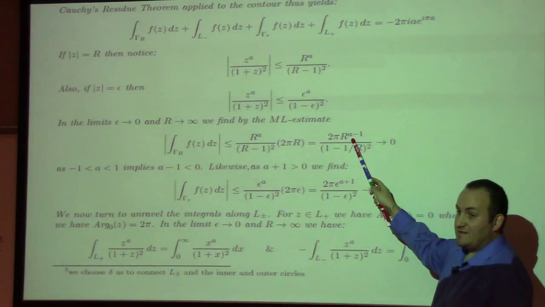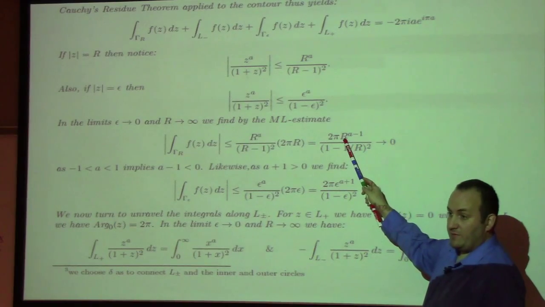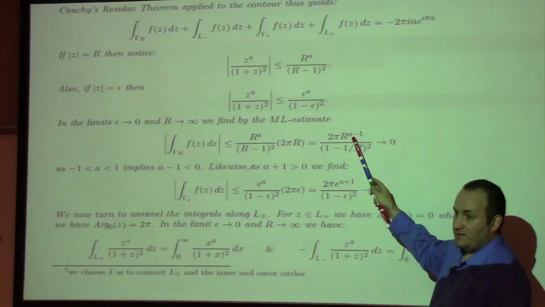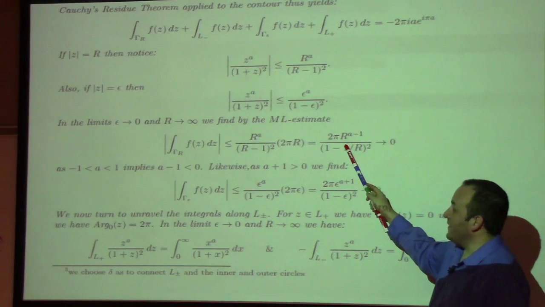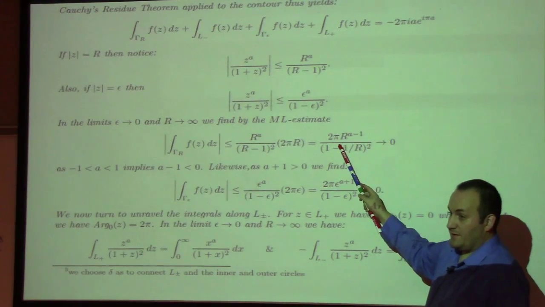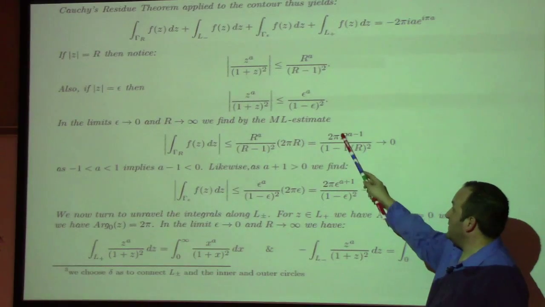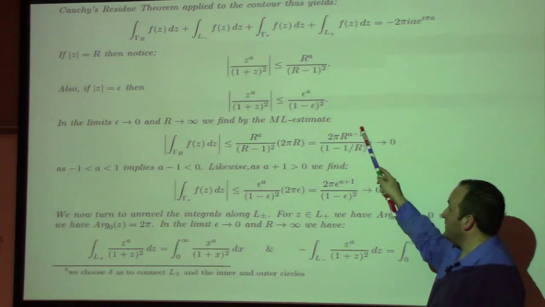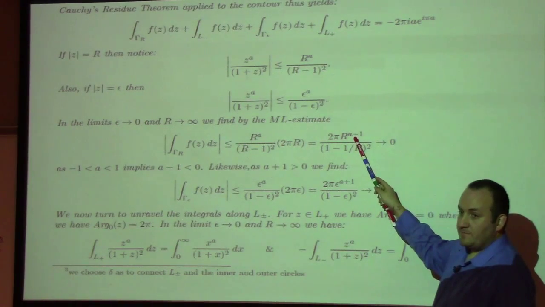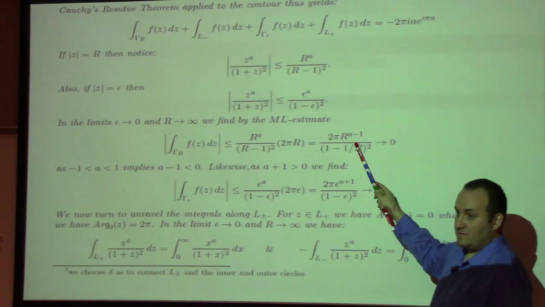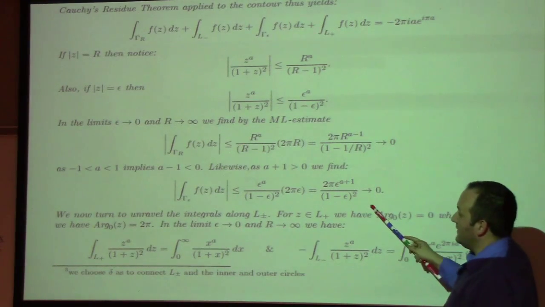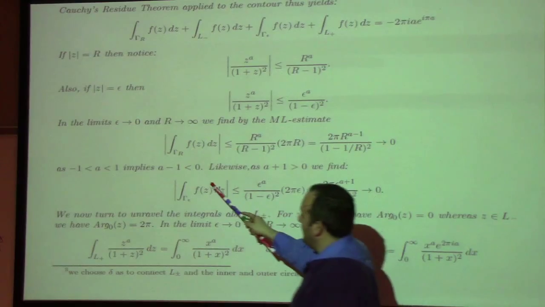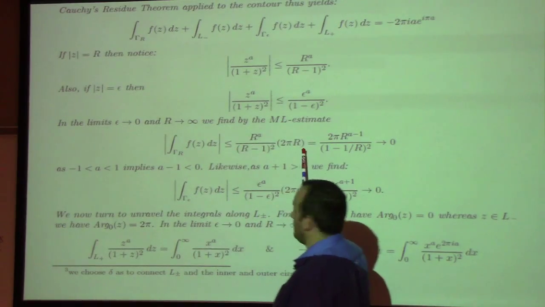I need that that's less than 0. Otherwise, I don't really have a reciprocal power of r. For example, if a minus 1 is equal to 0.5, that would be like 2 pi squared of r. As r goes to infinity, that goes to infinity. So I need that the exponent here has to be less than 0. If that's the case, then this goes to 0. So that's why I need the condition that a minus 1 is less than 0 for this integral to vanish.